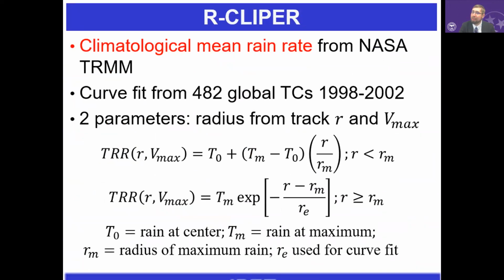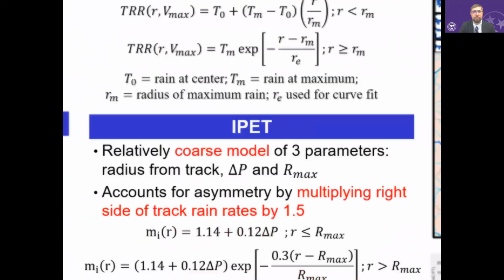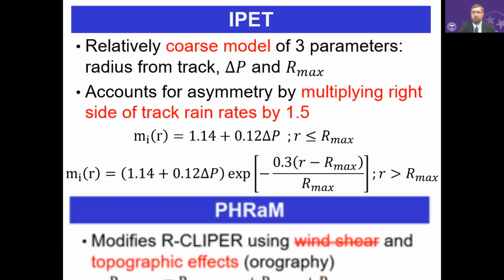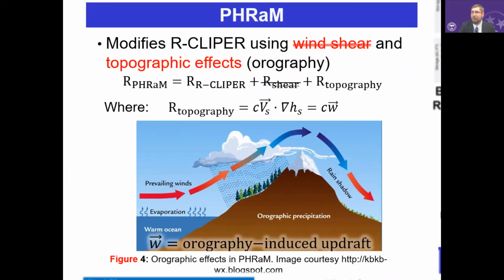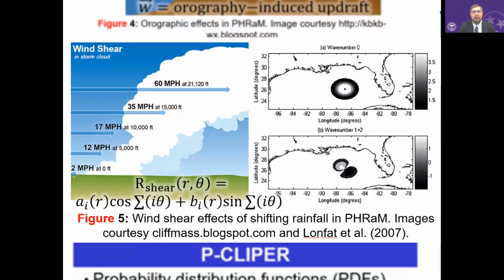RCLIPER is essentially the climatological mean rain rate from NASA TRMM satellite data for tropical cyclones from 1998 to 2002. IPET is a similarly coarse model trained on similar data that incorporates storm size and some asymmetry by multiplying rainfall rates on the right-hand side of the track by 1.5. FRAM modifies the symmetric RCLIPER using wind shear and topographic effects. Wind shear has the power to redistribute rainfall, but it can't change the overall amount of rainfall, whereas orographic effects can cause more rainfall to occur.